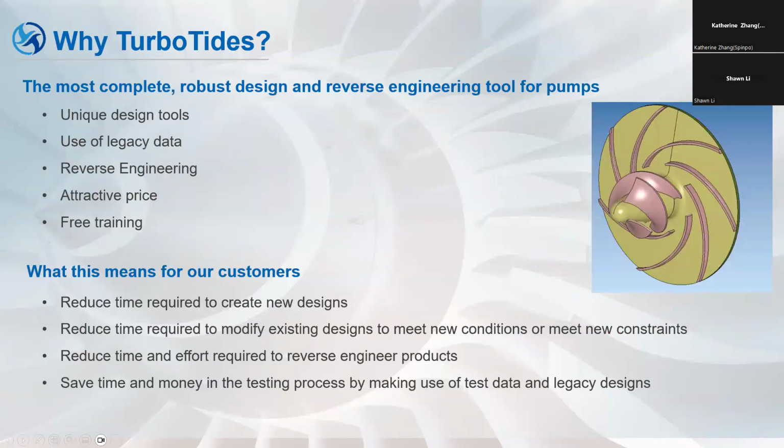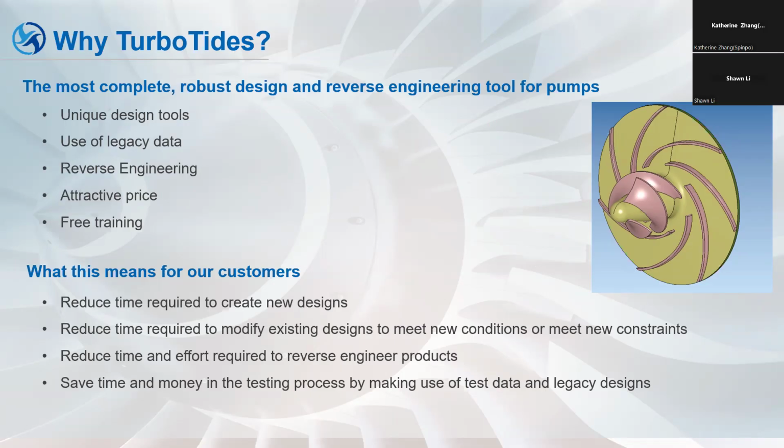So why TurboTides? TurboTides has a very heavy emphasis on ease of use and having a seamless and customizable workflow. So users don't really need to spend a lot of time in the TurboTides software to get a good pump design. They do not need to be experts in pump design or CFD in order to be successful users of the software. In addition to the ease of use, the designer also has much more options over how they want to modify, analyze, or optimize the geometry. There are unique features for reverse engineering and model calibration, which save a ton of time in the design process.